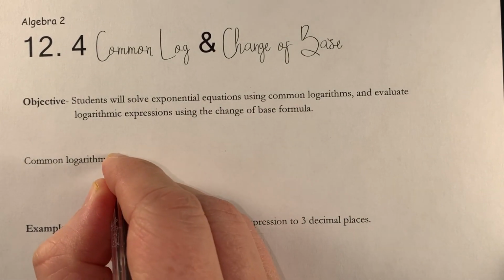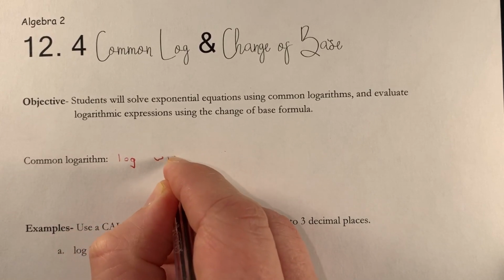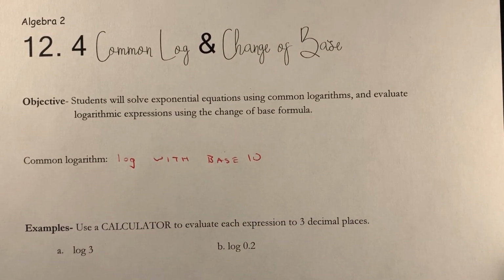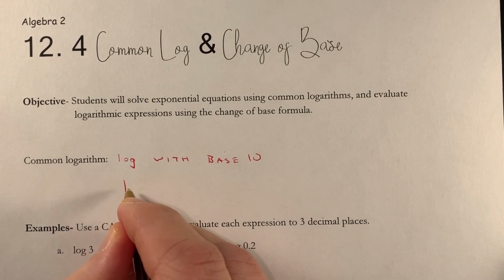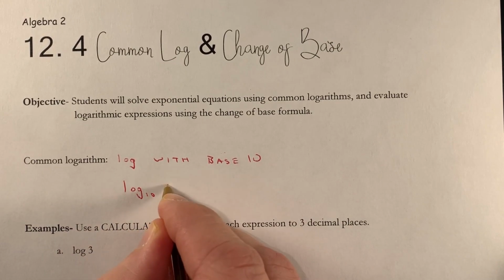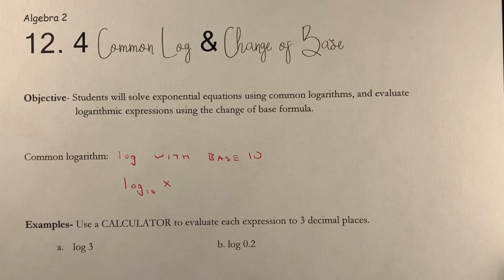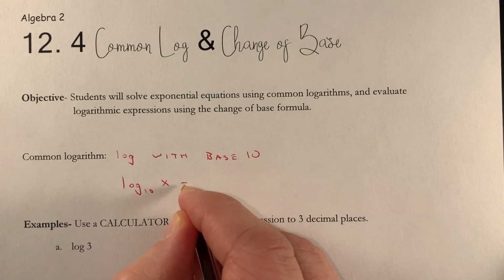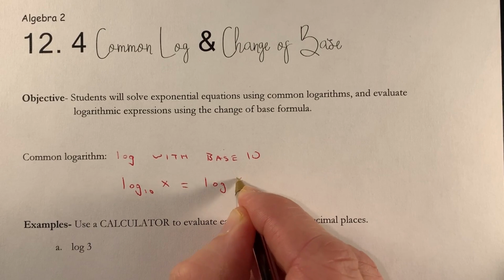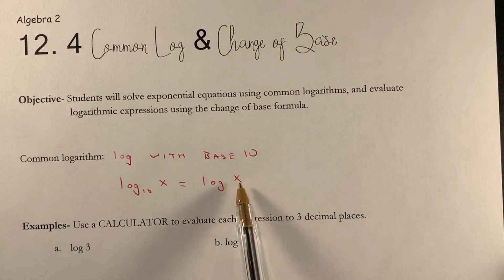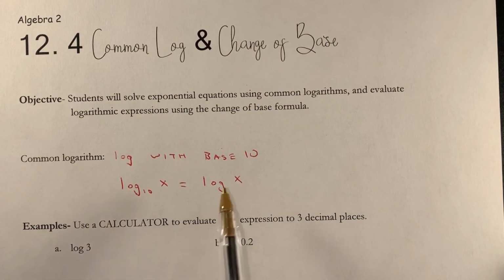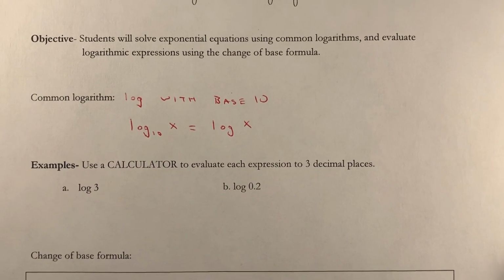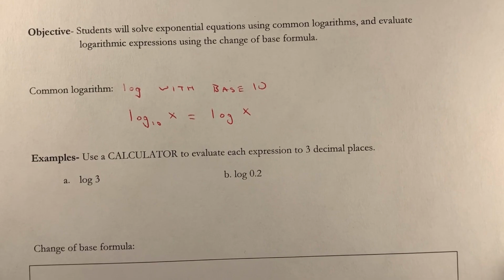A common logarithm is a log with base 10. Okay, so it looks like this: log base 10 of some number, so we'll just use x. So log base 10 of x. When there's a base 10, that's a common logarithm. It can be written like this: log x. So if you see a logarithm with no base, that's a common log, and that is a log base 10. Okay, so we're going to use a calculator to evaluate a couple logarithms.